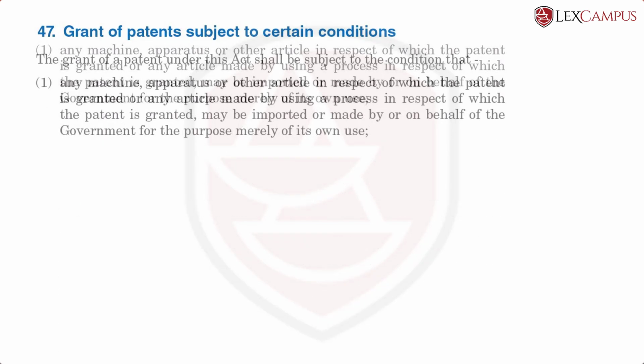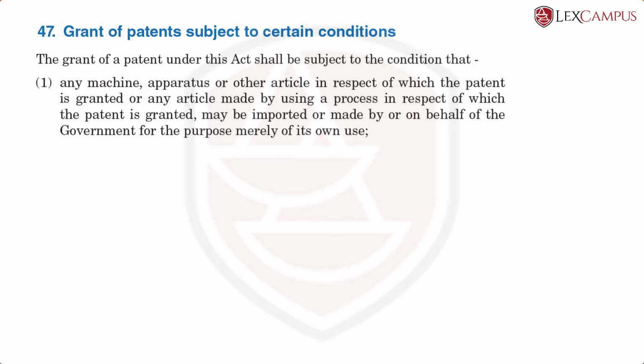Now, any machine, apparatus or other article in respect of which a patent is granted, or any article made by using a process in respect of which a patent is granted, may be imported or made on or behalf of the government for the purpose merely of its own use. So, the government has the power to import or make either by itself or on its behalf for its own use. If there is an invention and the government wants to use it, the government can use it, and that is a condition on which a patent is granted.